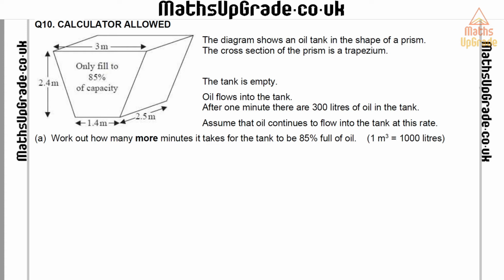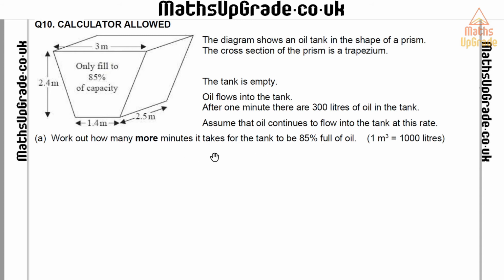Question 10. I'm given an oil tank in the shape of a prism. The cross section of the prism is a trapezium. So it's got the trapezium as a cross section, it's going all the way through the shape. It's constant. The tank is empty. Oil is going to flow into the tank, and after 1 minute we're told that there's 300 litres of oil in the tank. Assuming that the oil continues to flow into the tank at that rate, we need to first of all work out how many more minutes it will take for the tank to be 85% full of oil.